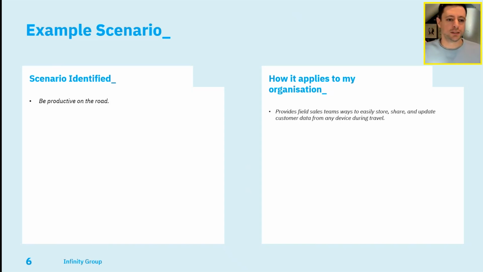So our example here is we need to be more productive when we're out and about on the road. And how it's going to apply to this organisation is when sales teams are out in the field, they can easily access data, update it, and do that from any device. So it's going to unblock lots of scenarios. It's going to prevent them from having to go back and do admin when they get home or back to the office. So we're really starting to embed the why into the project and make that resonate with our end users.